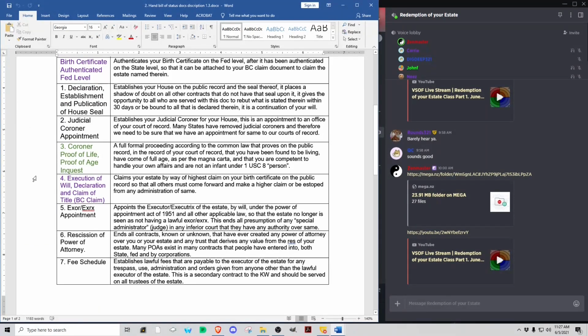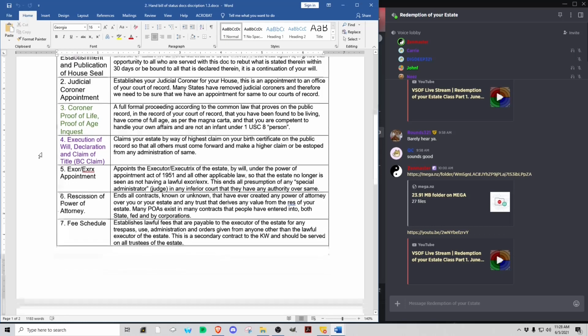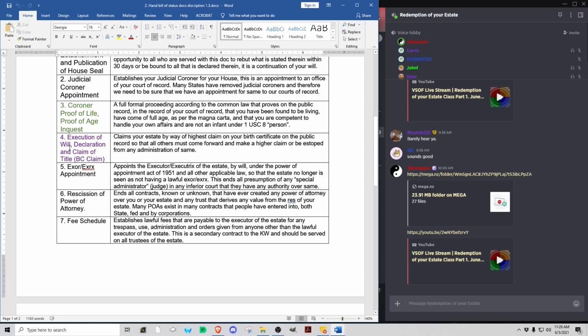And then you have the executrix appointment. The reason why each one of these things has to be done in the proper order is that you have to establish your house seal before you can seal the rest of these documents. If I could have gotten away with it, I would have done the coroner proof of life and proof of age inquest first. But you do have to seal these. So I had to do the house seal first. Then you do the coroner appointment to rid yourself of these presumptions. Then you can start acting in the common law properly. That then allows you to claim your estate and appoint yourself as executor.